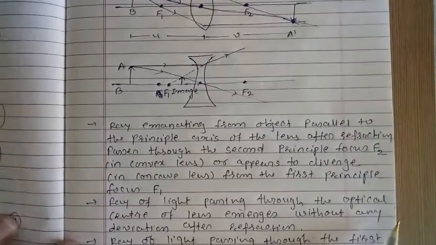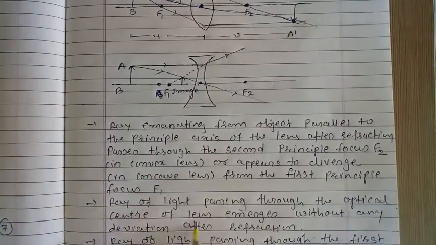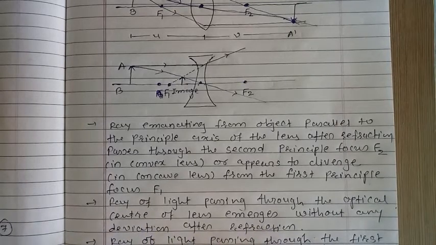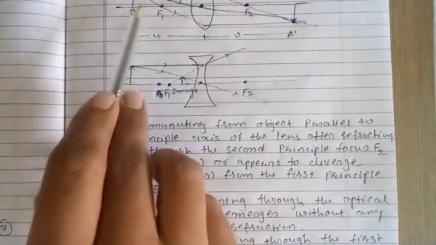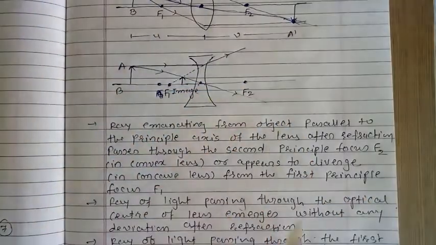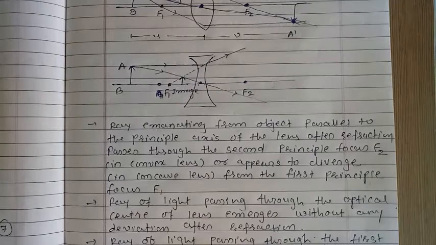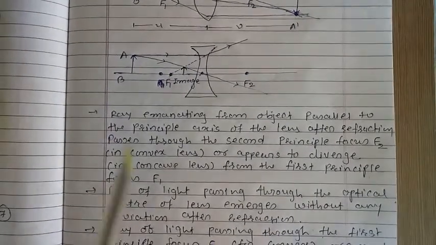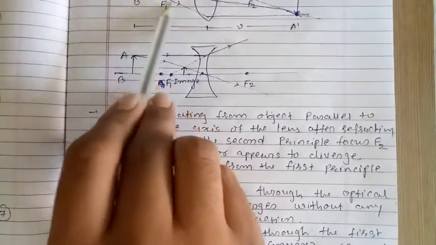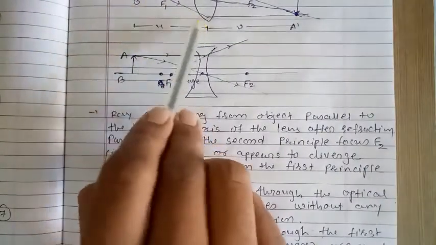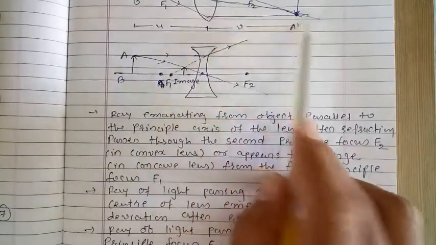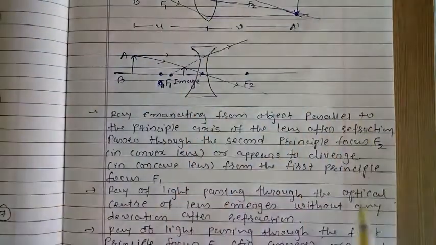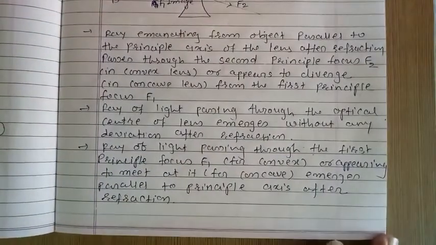Second, a ray of light passing through the optical center of the lens emerges without any deviation after refraction. We can see in this figure that there will be no deviation after refraction. Now our third point is, we know that if a ray of light passes through the first principal focus, then it will be parallel to the principal axis after refraction, right?